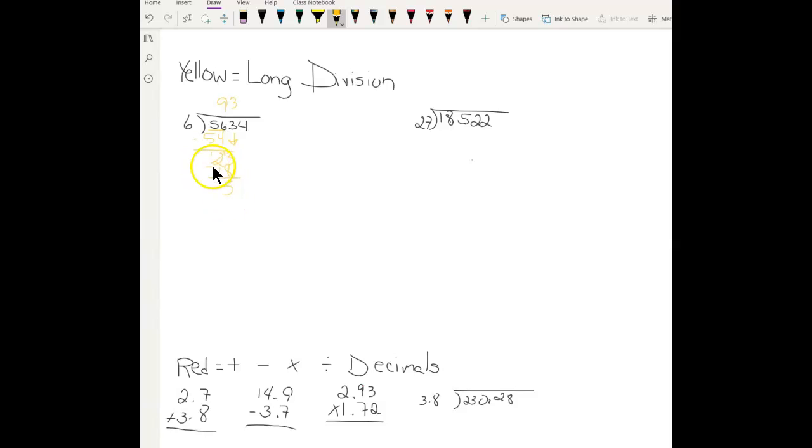Five left over. Bring down the 4. Oh look, we already had 54 once. 9, 54, 0, done. 939. Now, here on this one, this is where you guys are like, I don't want to do this.